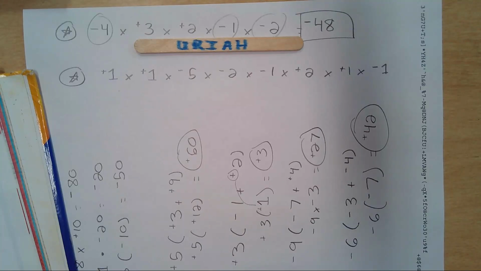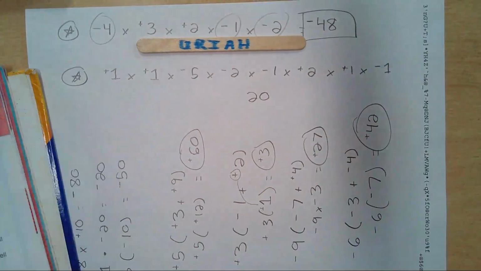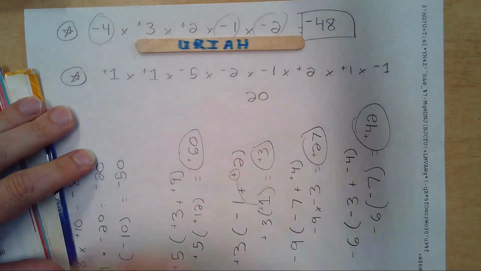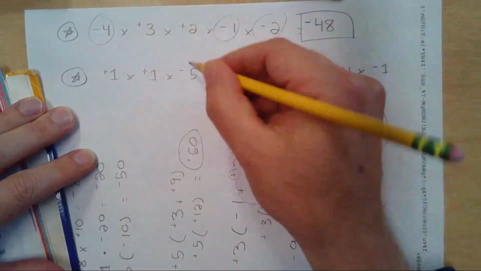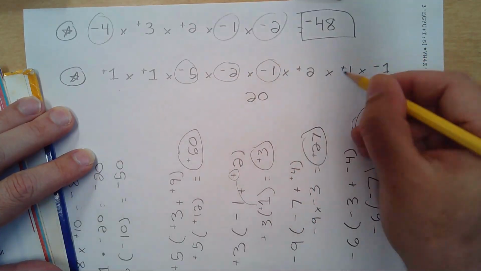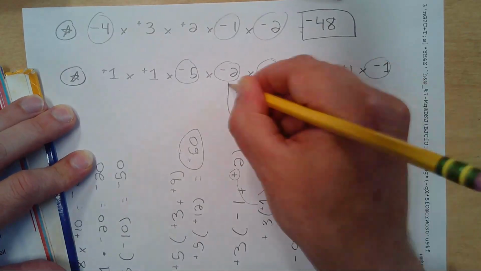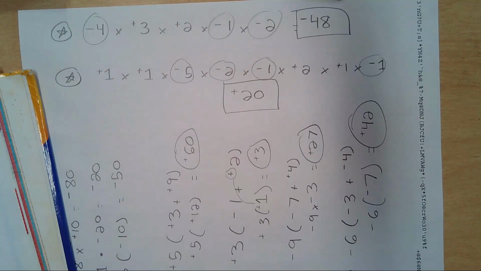What's 1 times 1 times 5 times 2 times 1 times 2 times 1 times 1? 20? 20. Good. Positive 20. You sure? There's 4 negatives. 1, 2, 3, 4 negatives. Even number of negatives. Positive outcome. Just like that. Feel good about it?